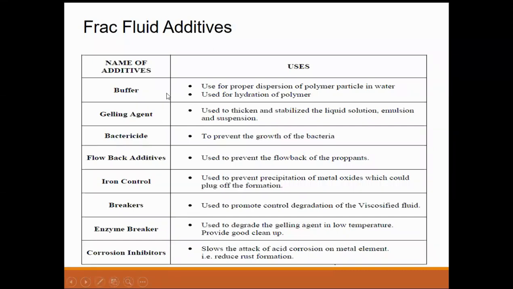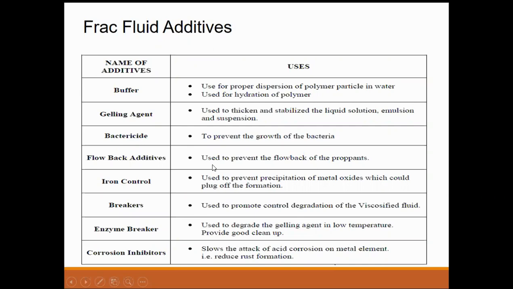So that's why buffering agents are used. If your water is acidic, you can bring it to neutral pH. Bactericide: they prevent the growth of bacteria in the water, because guar is a natural organic polymer, so the bacteria will degrade it and it will hamper your frac fluid. So you need to add bactericide.